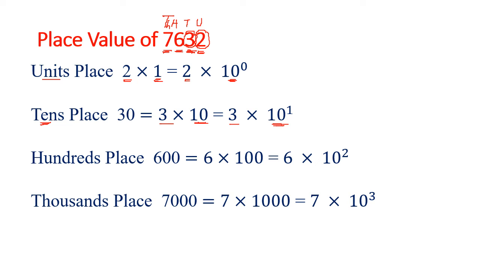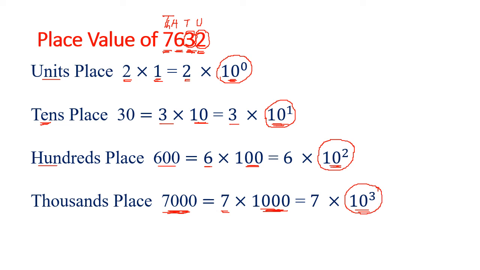You can see, the digit in the hundreds place is written as 600, that is 6 into 100. But what is this 100? 100 is the power 10 raised to 2. So the one in the thousands place, that is 7000, is 7 into 1000. So in the thousands place there is 1000, which is 10 raised to 3. So now we will follow: the units place has got 10 raised to 0, that is 1. Tens place has got 10 raised to 1, that is 10. Hundreds place has got the power 10 raised to 2, that is 100. And thousands place has got the power 10 raised to 3, that is 1000.